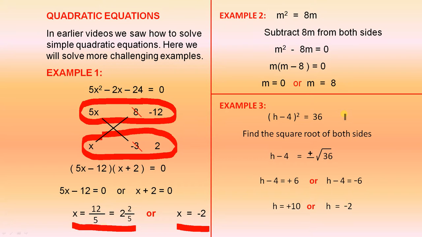Example 3, h minus 4 all squared equals 36. If you find the square root of both sides, that gives us h minus 4 is plus or minus the square root of 36. So if h minus 4 is plus the square root of 36, that gives us h minus 4 equals 6. And if h minus 4 is minus the square root of 36, that gives us h minus 4 equals minus 6. So h is plus 10 or h is minus 2.